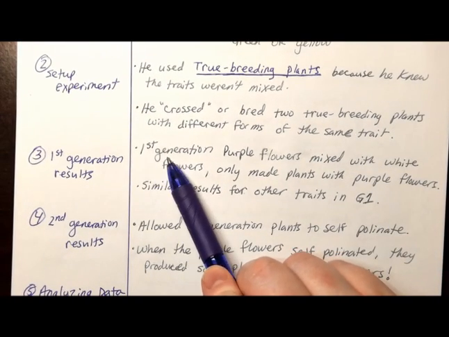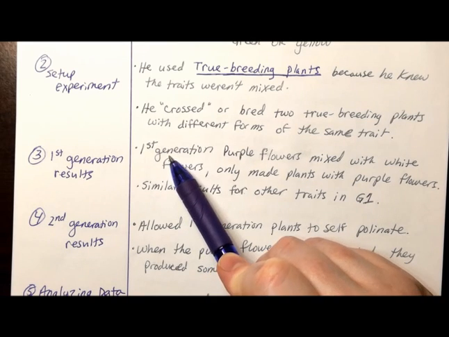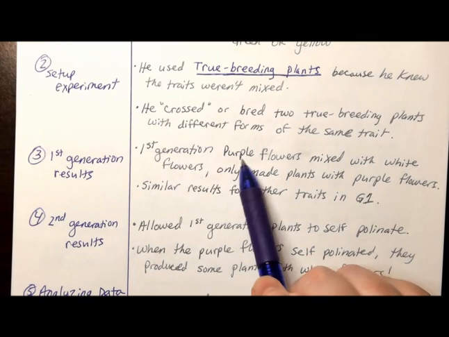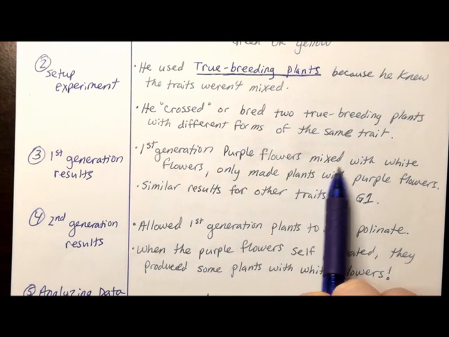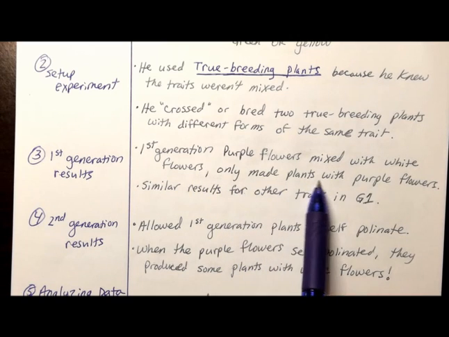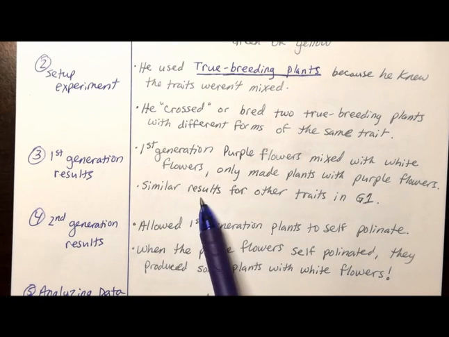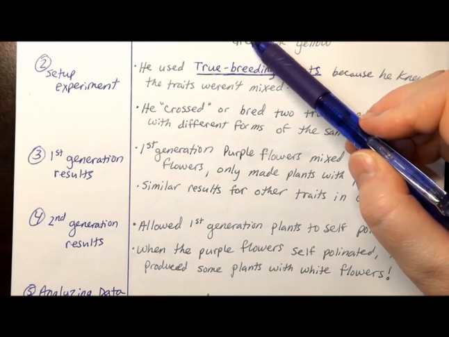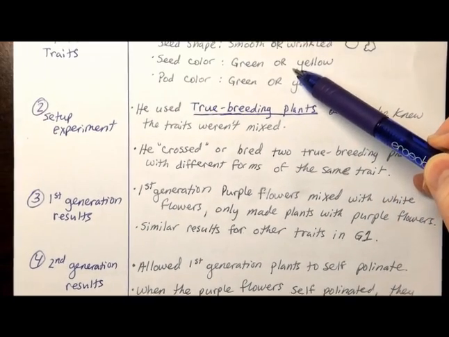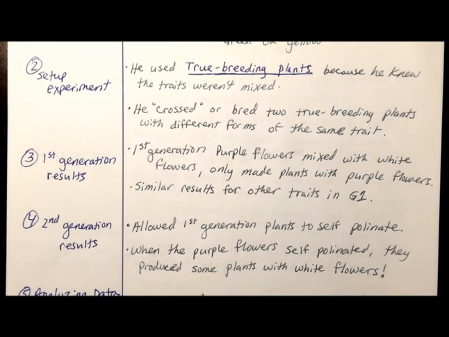In the first generation, that's the first set of baby seeds, they were all purple. The purple flowers were mixed with white flowers, and they only made plants with purple flowers. Similar results for the other traits in the first generation. So he mixed maybe the green seeds and the yellow seeds, and he only came up with green seeds. Kind of the same thing for everything he tried.